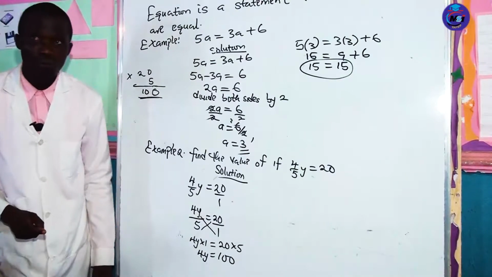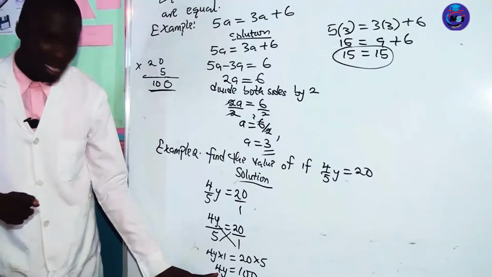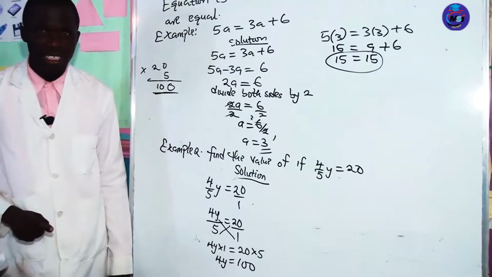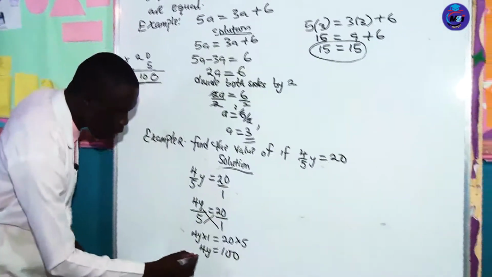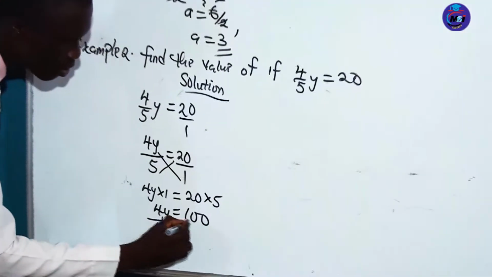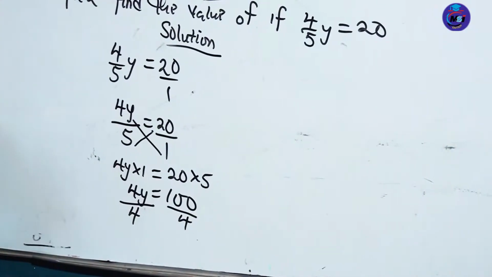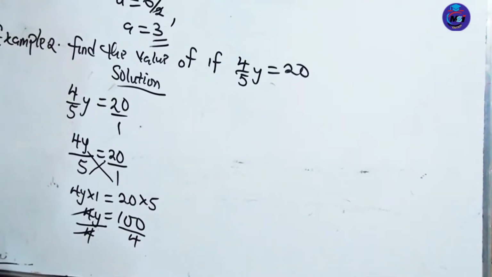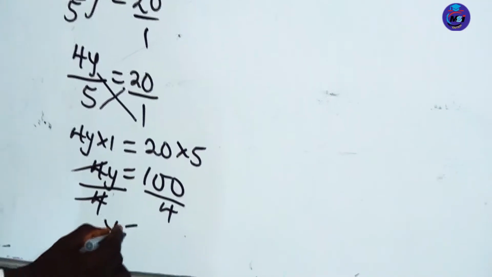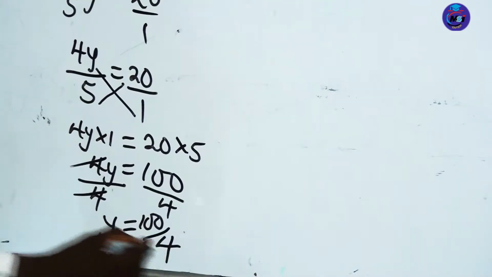We have to look for a number that will kill this 4, separate this 4 from y. And what is that number? We use 4. You now divide by 4, divide by 4. Okay, now we cancel this 4. You are left with y equals 100 all over 4.